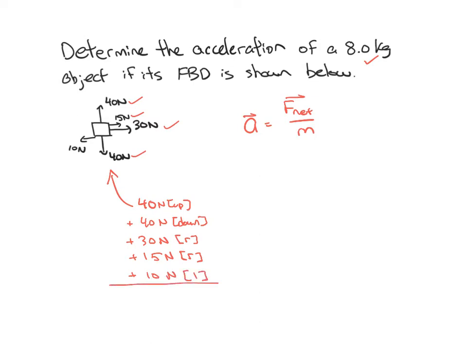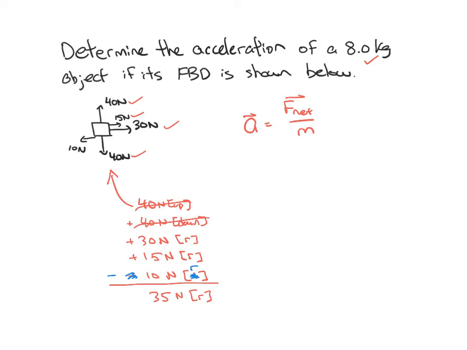And when I add all that together, the 40 up and 40 down cancel each other out. And then in terms of right and left, we've got 30 plus 15 makes 45 newtons to the right. And then plus 10 to the left. Plus 10 to the left, I can replace that with minus 10 to the right. Okay, so 10 to the left is the same as negative 10 to the right. So when I add those together, it's really just going to be 30 plus 15, which is 45, minus 10, which is 35 newtons to the right.